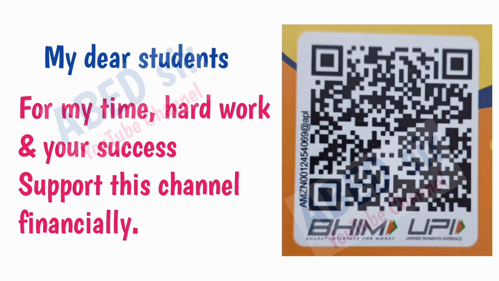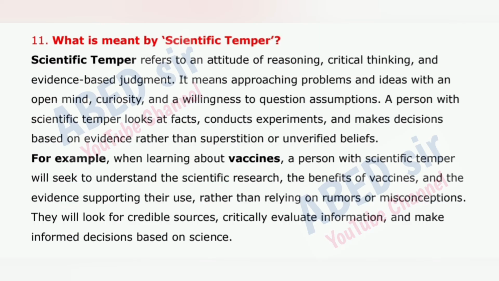Next important short question is 11. What is meant by scientific temper? Scientific temper refers to an attitude of reasoning, critical thinking, and evidence-based judgment. It means approaching problems and ideas with an open mind, curiosity, and a willingness to question assumptions. A person with scientific temper looks at facts, conducts experiments, and makes decisions based on evidence rather than superstition or unverified beliefs.